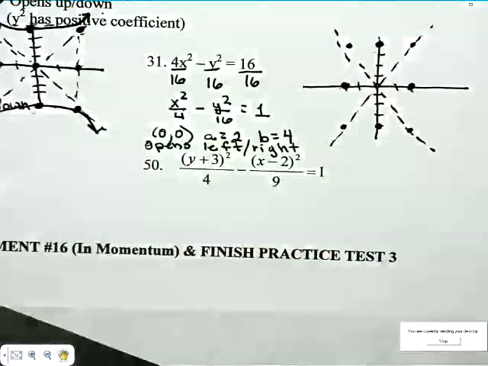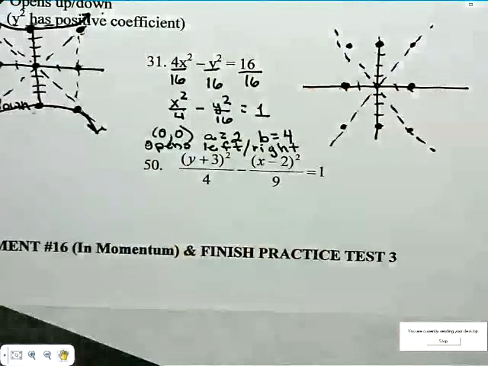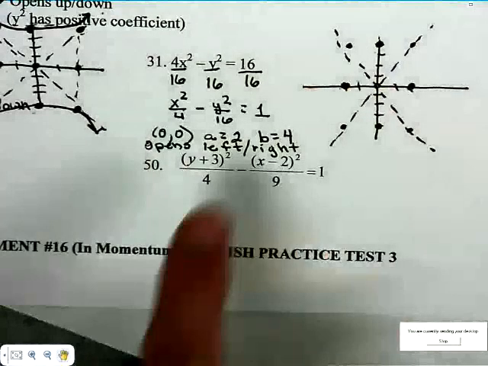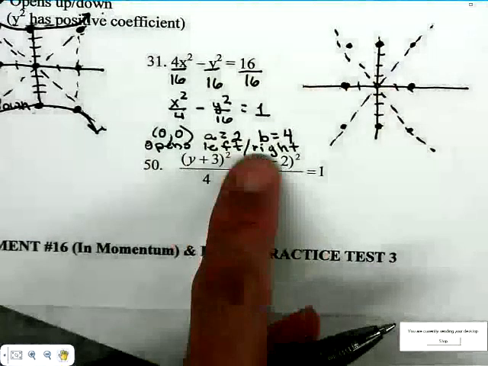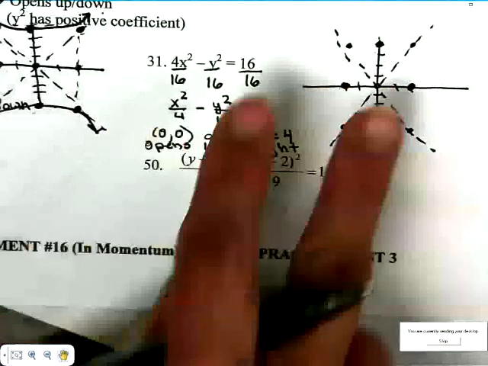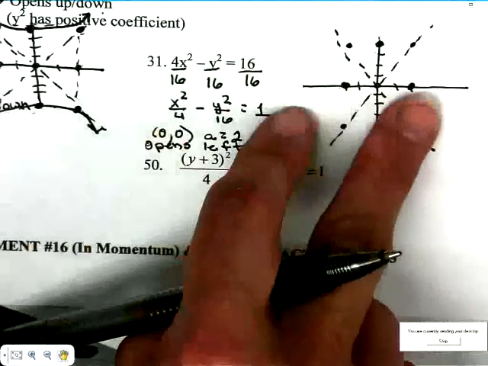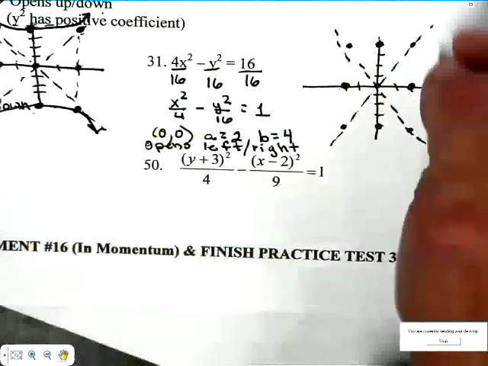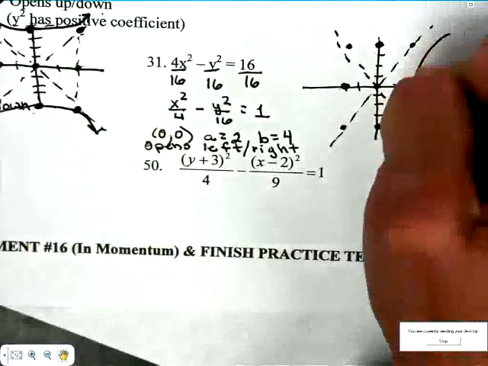And then finally, make sure your hyperbola opens left and right, because the x squared had the positive coefficient. That means it's going to go through these 2 points on the x-axis and approach those asymptotes.